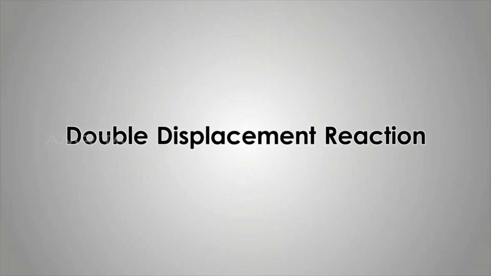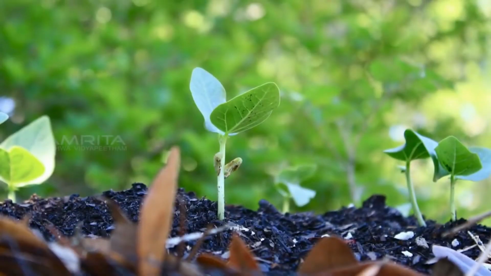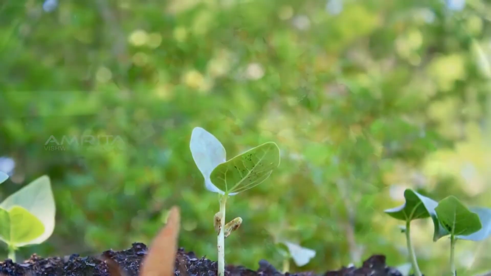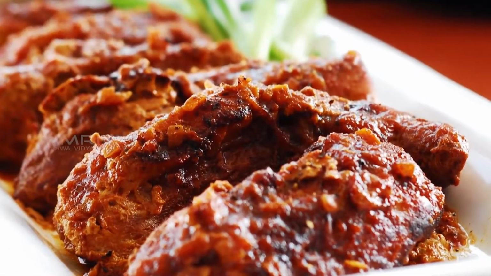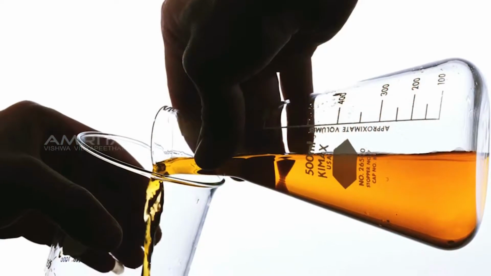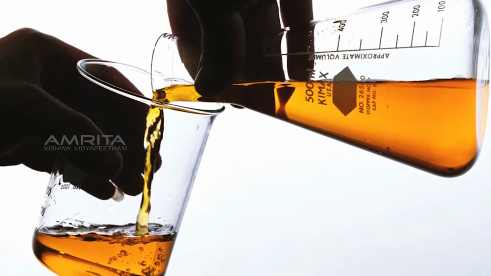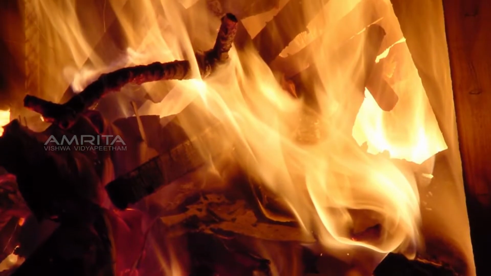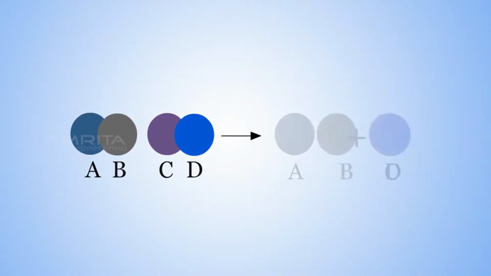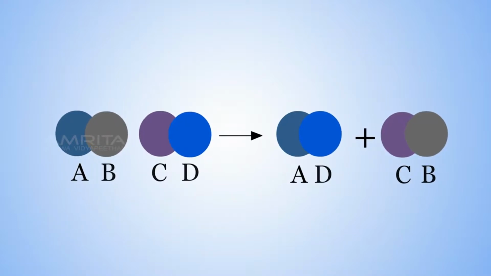Double displacement reaction. Chemical reactions are part of our daily life, from photosynthesis occurring in plants to cooking of food in the kitchen. There are different sets of chemical reactions happening around us. A chemical reaction happens when two or more elements interact together to form a chemical bond between atoms and form a chemical compound. Double displacement reactions represent those reactions in which two compounds exchange ions or bonds to form different compounds.